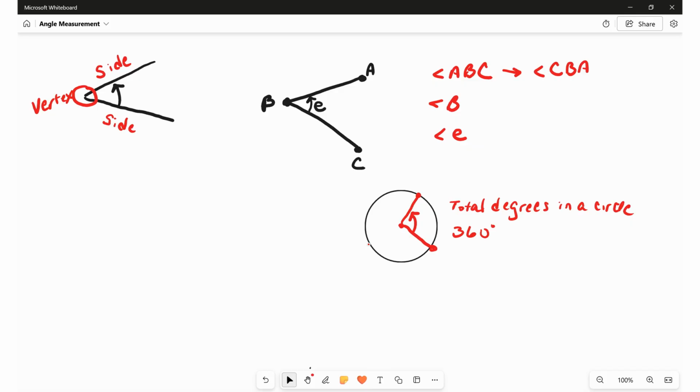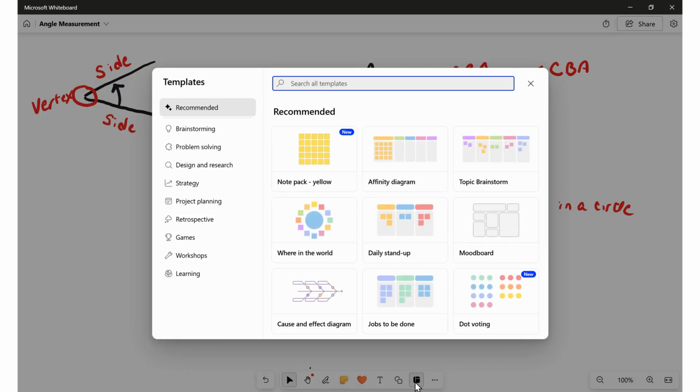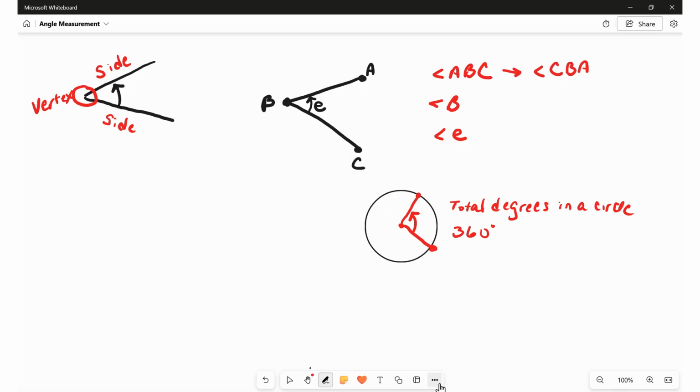Now, one thing that we are going to get into, and I believe this is part of your homework, is using a protractor. And I don't believe I have a protractor tool on here. I might. Let me see if I can. No, I don't. Okay. I do have a ruler. Okay.